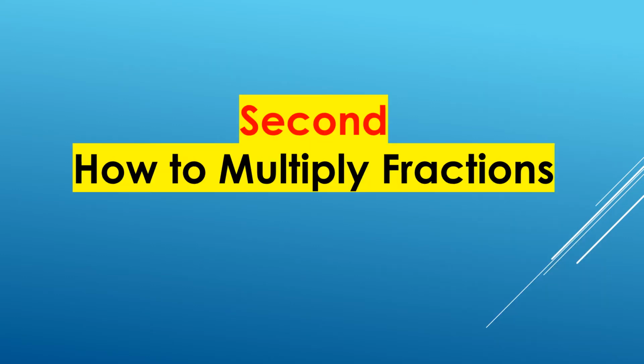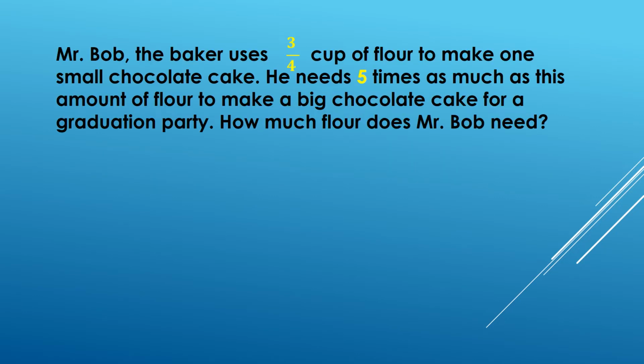Well done, students. Now let us review the second part of our lesson, which is how to multiply fractions, a very easy topic. Mr. Bob the baker uses 3/4 cup of flour to make 1 small chocolate cake. He needs 5 times as much as this amount of flour to make a big chocolate cake.